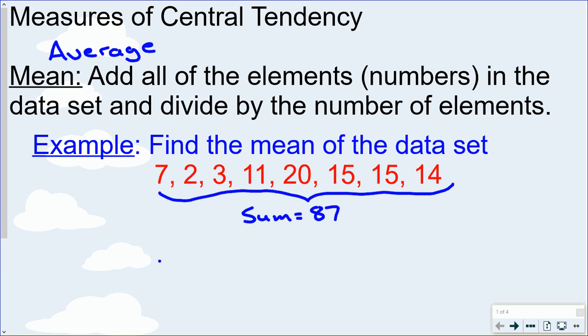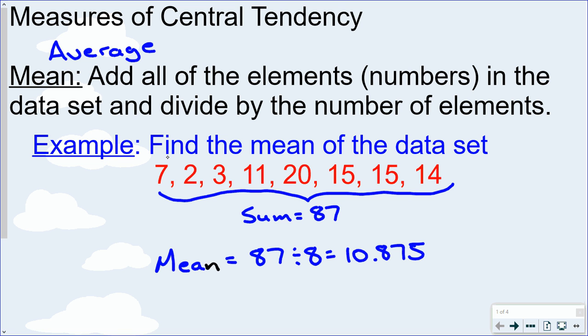So to find the mean, we're going to do 87 divided by the number of elements, which is 8, and that'll give us 10.875.